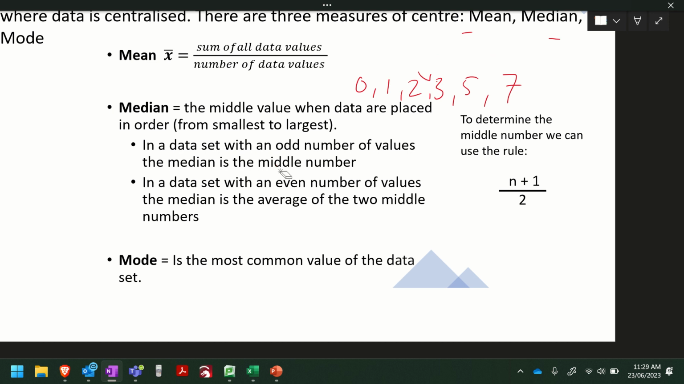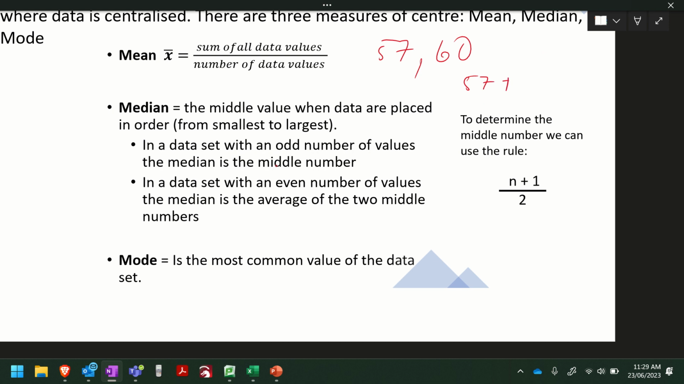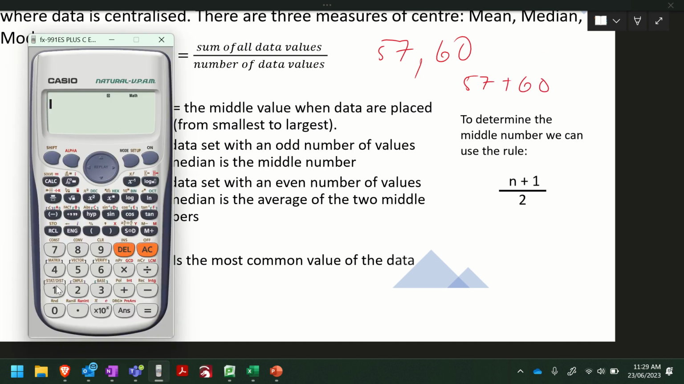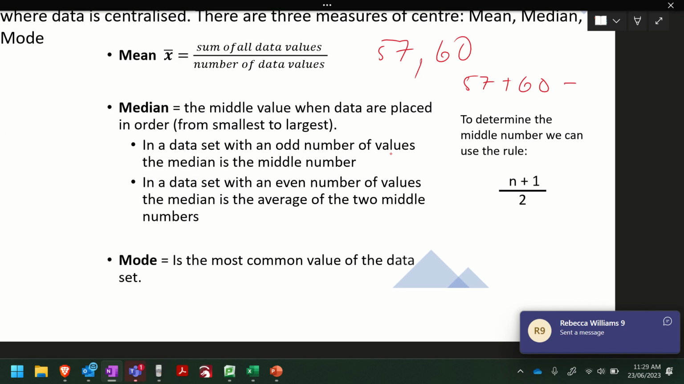Let's say your median was between 57 and 60. What's the median between them? Well, let's add them together. So 57 plus 60 equals 117. You can use your calculator for that. And then you've got to divide it by 2, which equals 58.5. So that means the median there is 58.5. All right, so just keep that in mind.